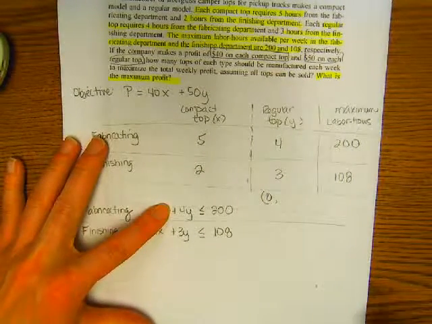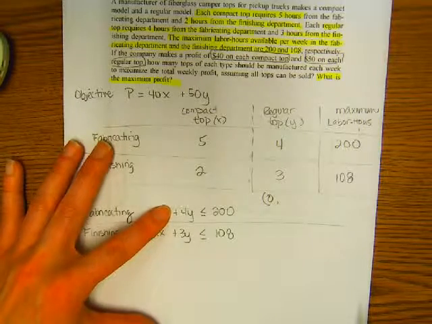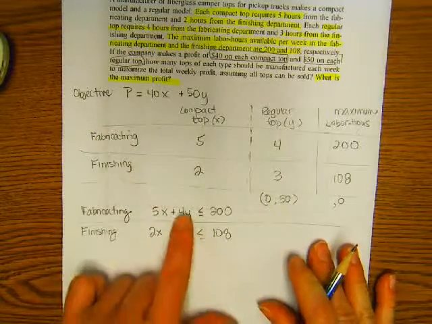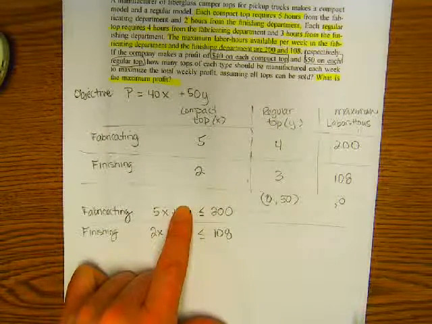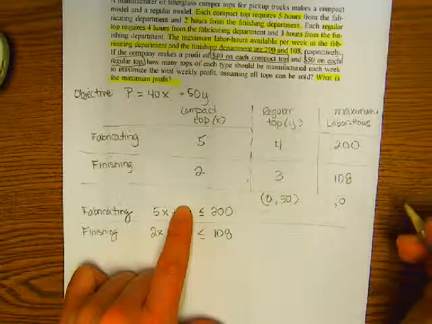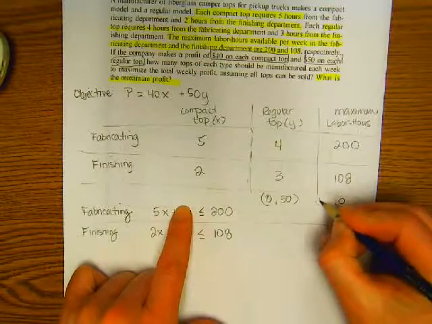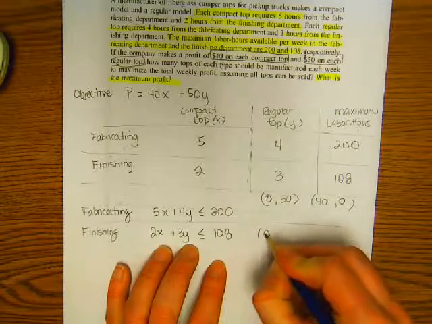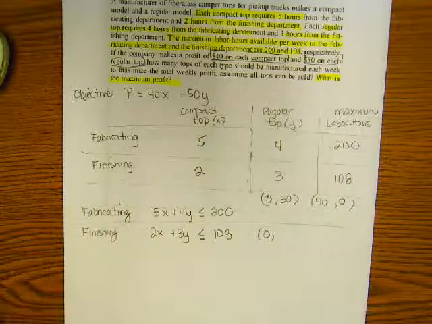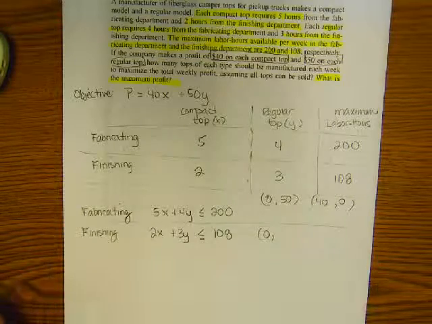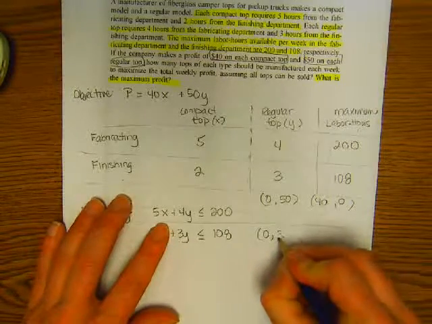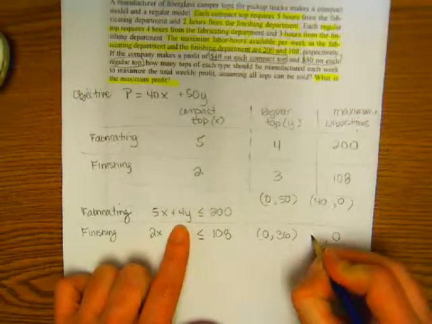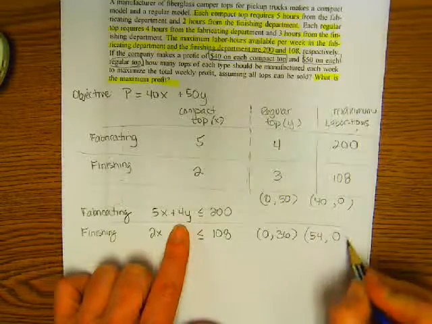and I divided by 4, what would I get for the y-intercept of this? And if I put 0 in for y, what would be the x-intercept for this? 40, right? Okay. Let's do this one. If I put 0 in for x, what's 108 divided by 3? So 36. And if I put 0 in for y, what's 108 divided by 2? 54. Okay.